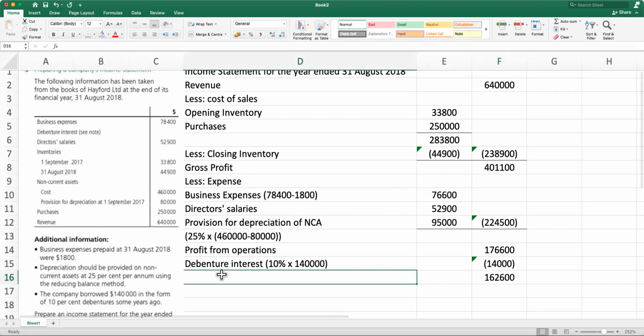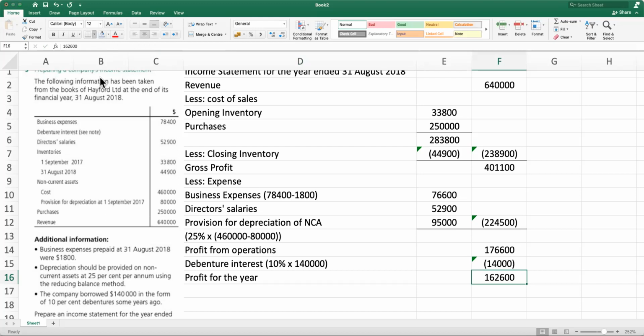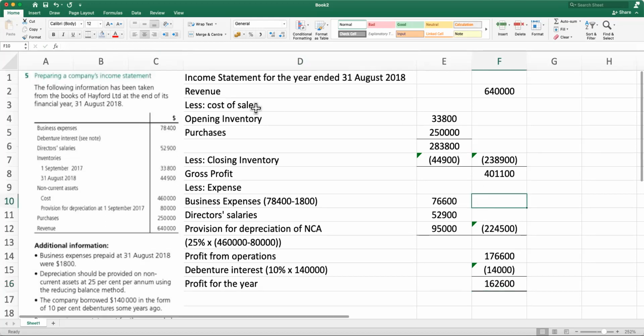This should be our first step. 160,000 minus 80,000. There we are.